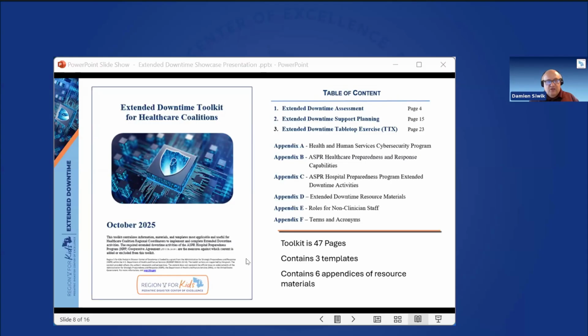The toolkit closely comports with the language and requirements of the cooperative agreement. Specifically, it holds tight to the ASPR definition of extended downtime, which we will circle back to in a minute here. The point being that, as guardrails for the project, the language of the cooperative agreement is really what's driving the content of the toolkit itself. As mentioned earlier, we don't view this in competition with any other materials that are available, but much more as additive value to existing resources.